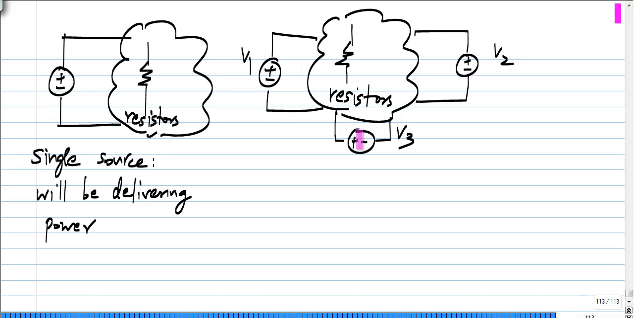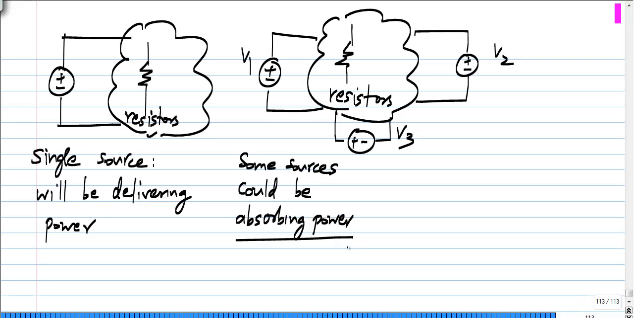Now, we have multiple sources. These sources together will be delivering power to the circuit, but each one of them could be absorbing or delivering power. So, it is possible that V1 is delivering power and both V2 and V3 are absorbing power. So, some sources could be absorbing power. So, this is possible. So, we will take an example of this, a very simple extension of the earlier example.